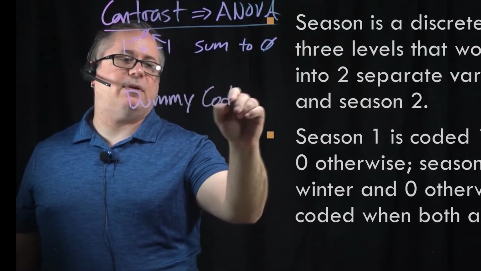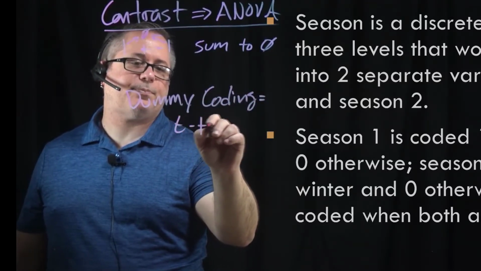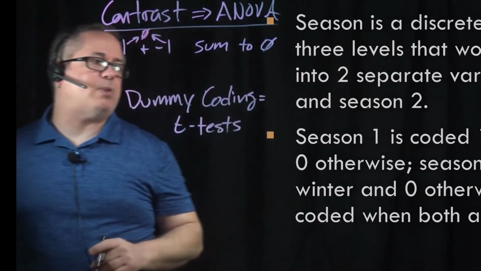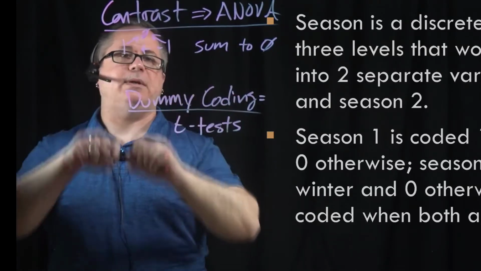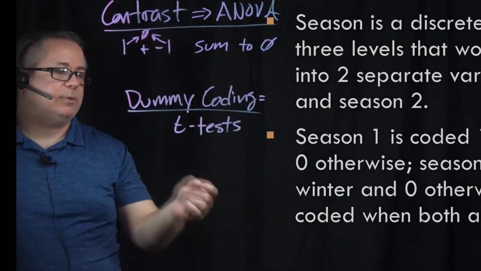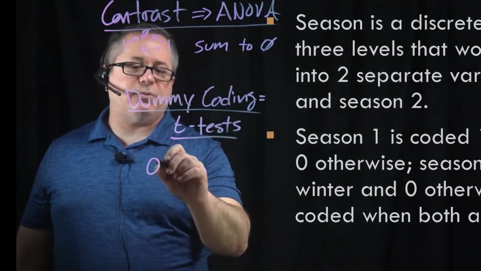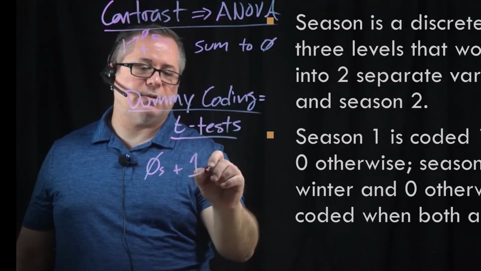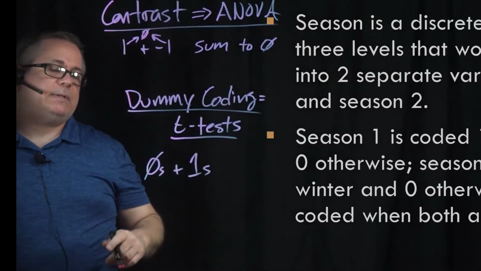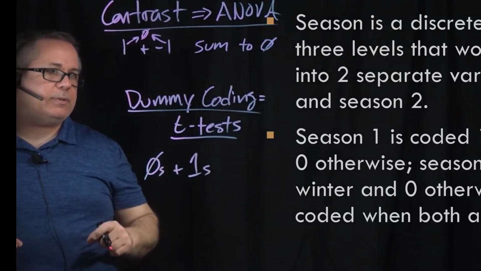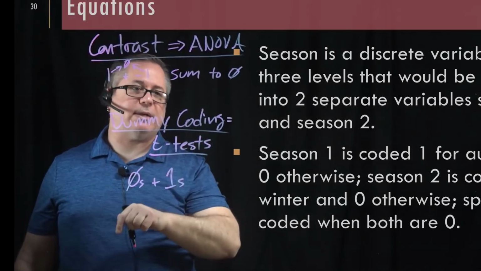So dummy coding is more like t-tests. We're comparing groups directly to each other, right? So instead of taking two groups and comparing them to a mean, I want to compare one group directly to another, compare their means directly, just like we do with the t-test, okay? So these just use zeros and ones. They don't have to sum to 0 like contrast codes do, but with contrast codes you can figure out what's being compared in each contrast just by looking at the contrast by itself.